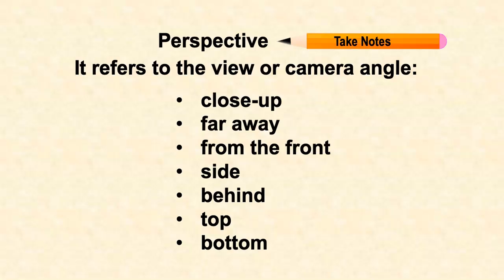Here are words that you can use to describe a camera angle. The words could be close up, far away, from the front, the side, behind, the top, or the bottom of a subject. You will want to write this down.